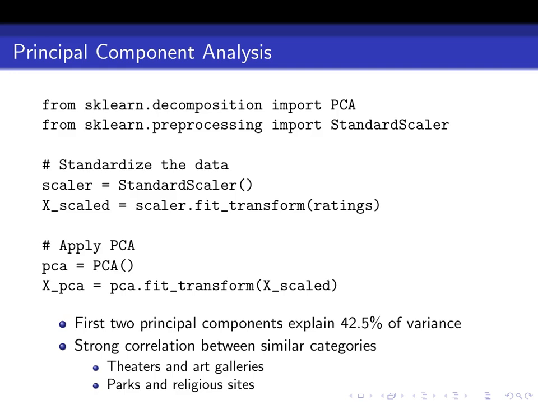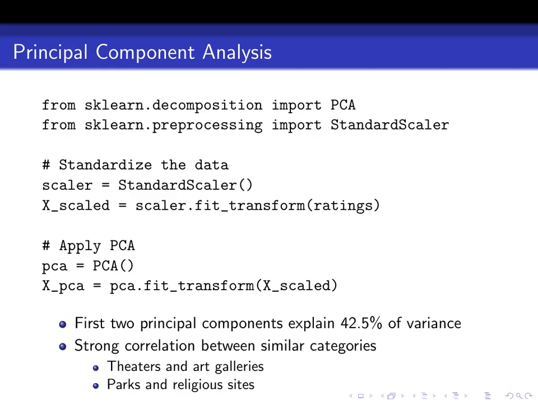Now, let's look at how we can use principal component analysis to understand the relationships in our data. This code demonstrates how to apply PCA using scikit-learn. After running PCA on our standardized data, we found that the first 2 principal components explain 42.5% of the variance in our dataset. Interestingly, we discovered strong correlations between similar categories, particularly between theaters and art galleries, and between parks and religious sites.